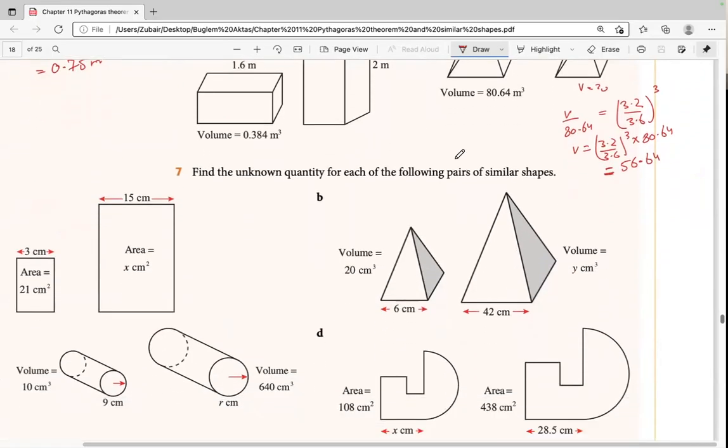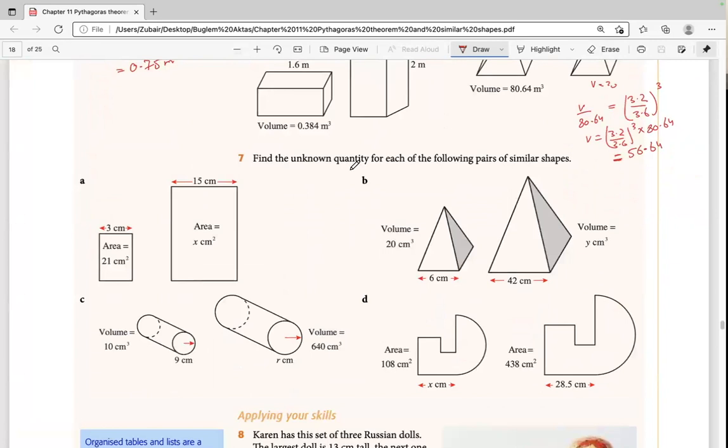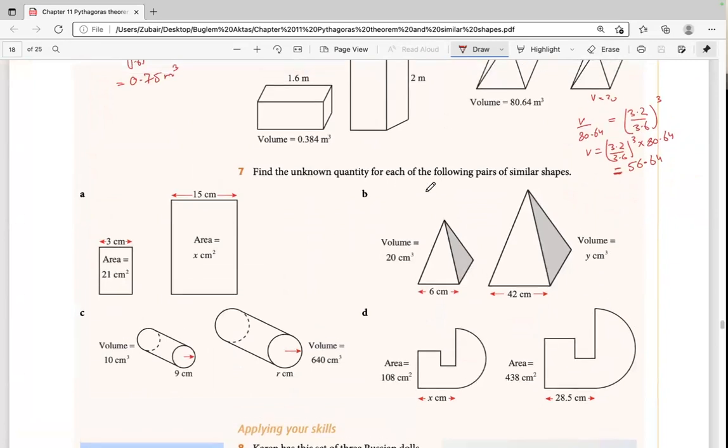Question number 7 says find the unknown quantity for each of the following pair of similar shapes. Okay, so previously all the volumes were missing. Now whatever is missing, we have to see that. So in question A, both of the lengths are there. One of the area is missing. Area over known area is equals to side of the larger one over side of smaller one, whole squared is equals to 15 by 3 whole square into 21. 525.